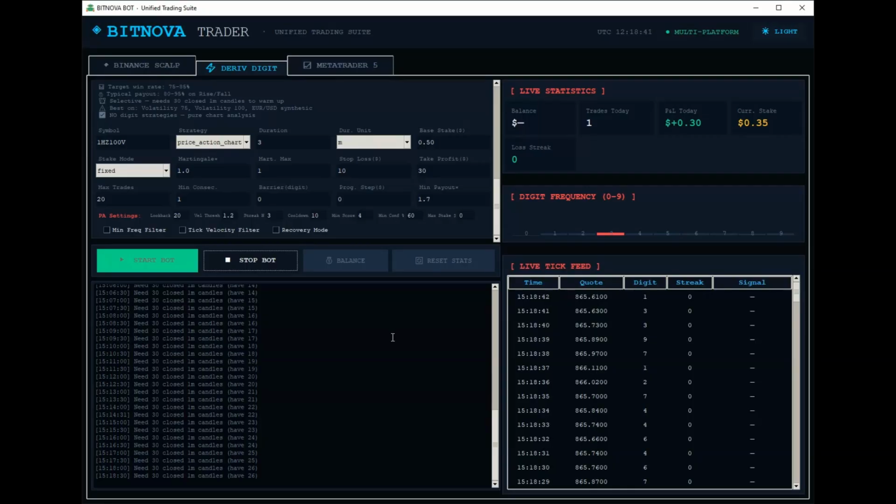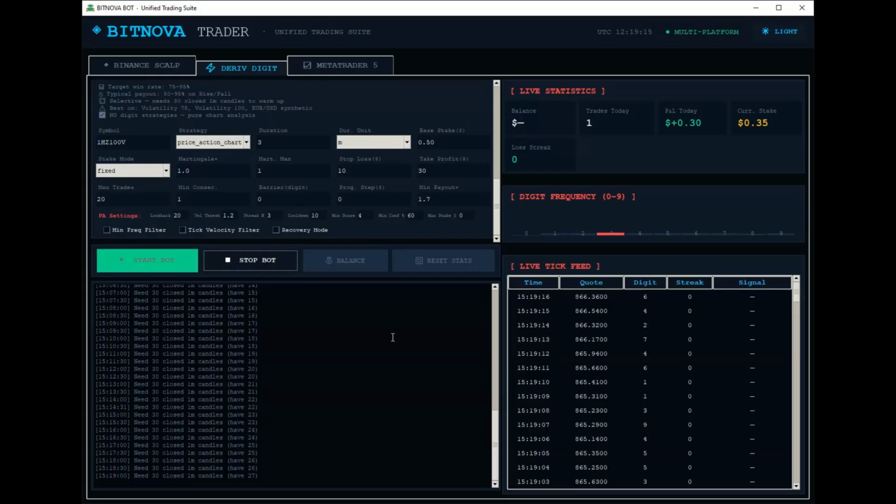Second, Deriv. This is where things get interesting, and I'll spend the most time here because it's the most advanced part of the system. Deriv gives you access to volatility indices that trade 24/7, plus traditional rise and fall contracts on synthetic markets. Third, MetaTrader 5. If you already have an MT5 account with a Forex or CFD broker, BitnovaTrader connects directly to it and can run algorithmic strategies on your existing setup. 3 platforms. 1 login screen each. 1 dashboard to monitor all of them.